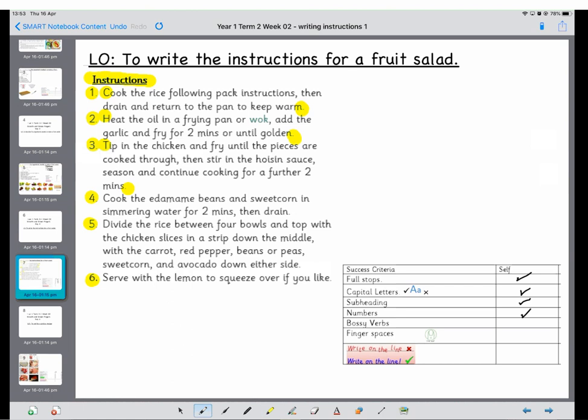Bossy verbs. Bossy verbs, I'm going to underline a few of them. So the first one is here right at the beginning of the first sentence, and there's another one at the second. But also don't forget, you'll find them after connectives. So there's a fry there. And then there's a stir there, and there's a tip there. Okay, so they're throughout. So yep, bossy verbs have also been achieved. Finger spaces, yeah, there's finger spaces, you can see them. And we'll have to give it the benefit of the doubt because there aren't any lines, but it looks pretty straight. So I would say that's been written on lines as well. So those are the skills you need to be doing.